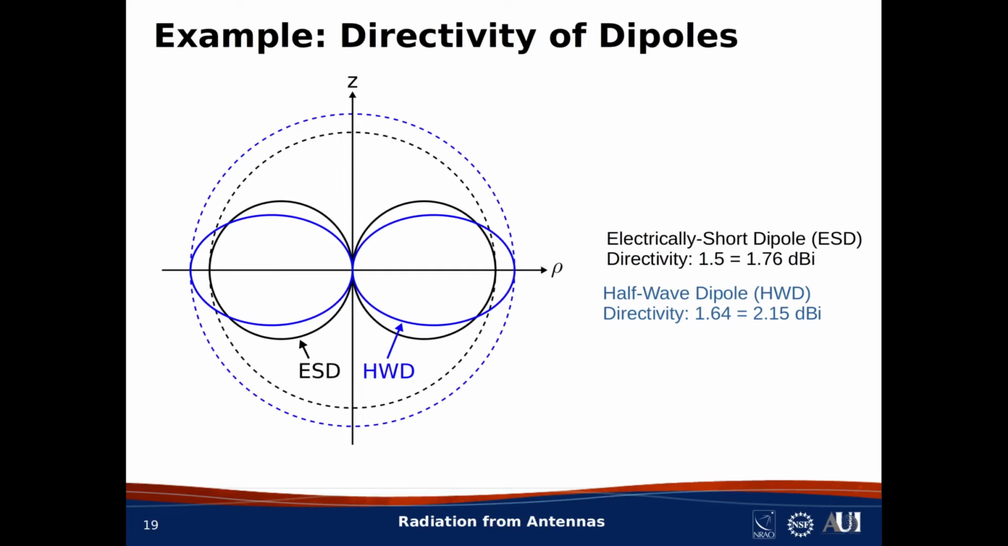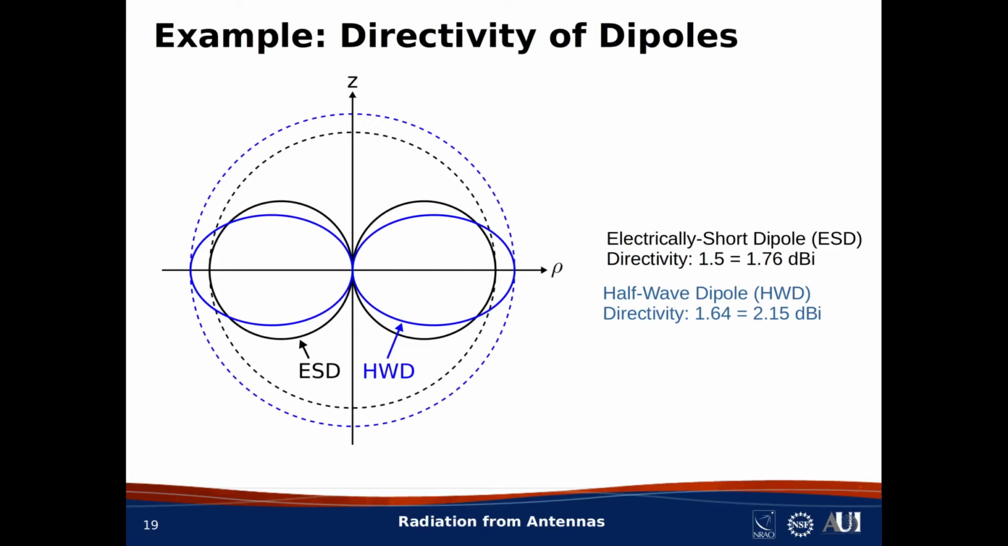Note that you have a null straight up and a null straight down. What is the directivity in these directions? Well, it's 0 because they're nulls. What's usually of interest is the maximum directivity, which is achieved broadside to the dipole. For an ESD, we find that the maximum directivity is 1.5, which means 1.5 times greater power density than we would have gotten from an isotropic antenna given the same amount of power. And 1.5 in linear units is 1.76 dBi.